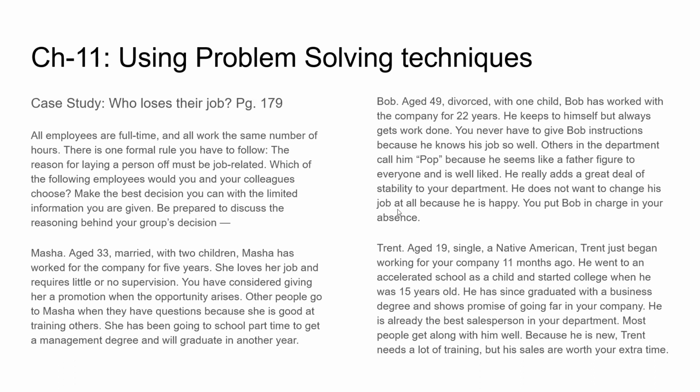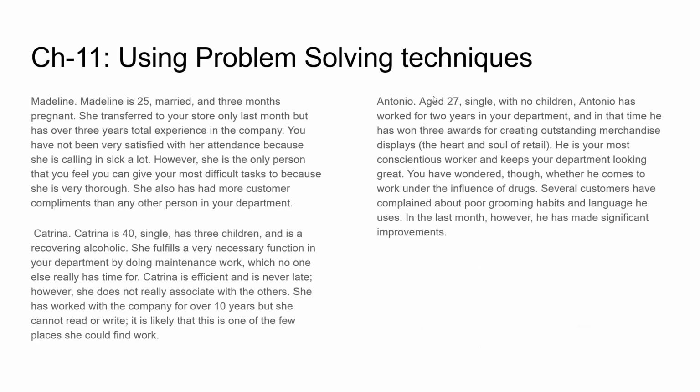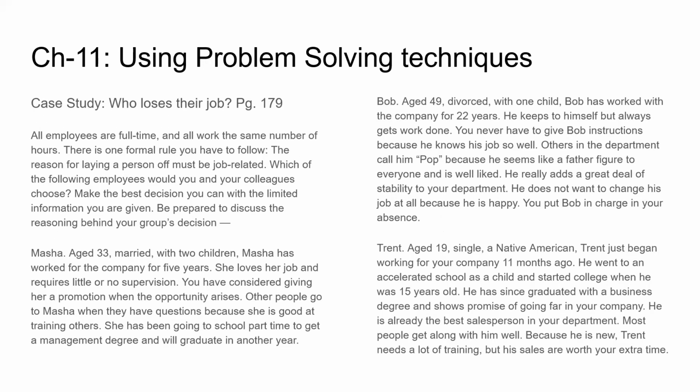So case study in your group discussions, right? Group discussion 1, 2, 3, 4, 5, 6. Who would you fire? Page 179, chapter 11. You should answer this as part of your group discussion. We'll go towards your Canvas online participation score. And I will just take a look at who did it and who didn't do it, right? And as a group, you should discuss Masha, Bob, Trent, Madeline, Katrina, Antonio, right? So I'm not going to give you the answer. You should discuss this in your Canvas discussion. We'll wrap it up, but I'll go over the candidates.